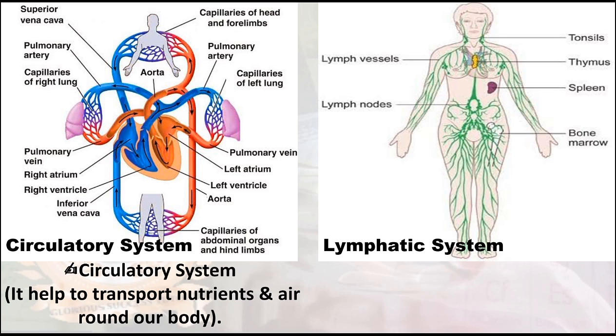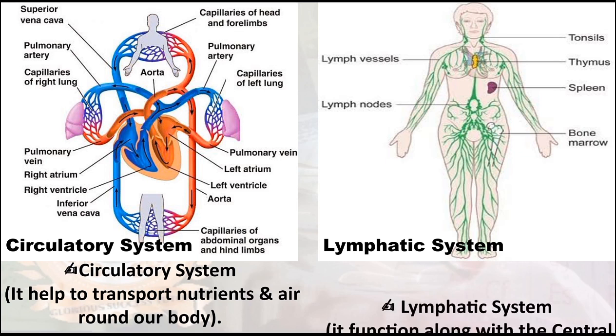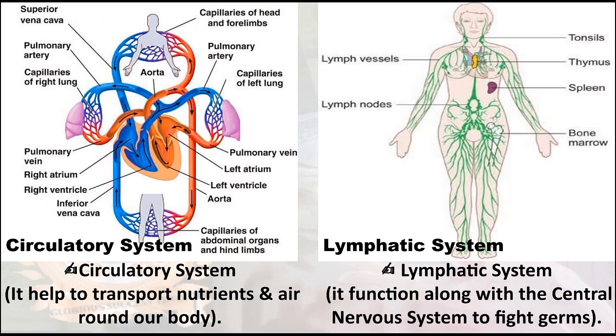Now, lymphatic system. Lymphatic system is a system that functions along with central nervous system to fight against germs or foreign substances in our body. Take for instance, when causes of diseases or some infections is about to attack our body immune system. What is immune system? Immune system is a system that helps us to fight germs in our body. So the lymphatic system works with immune system. So this is a system that works with central nervous system in order to fight germs.